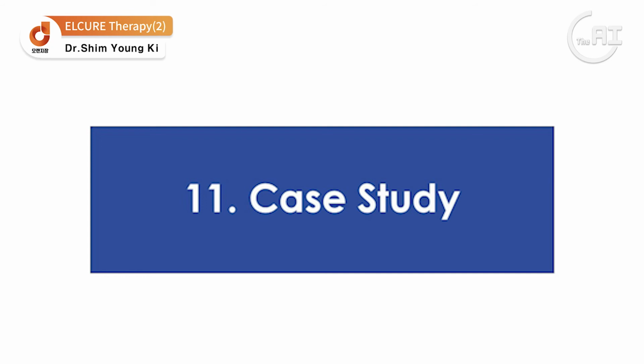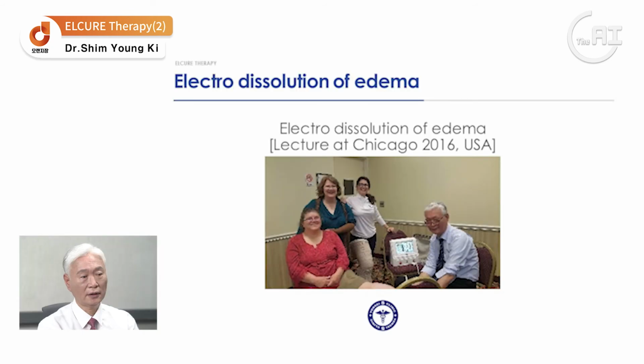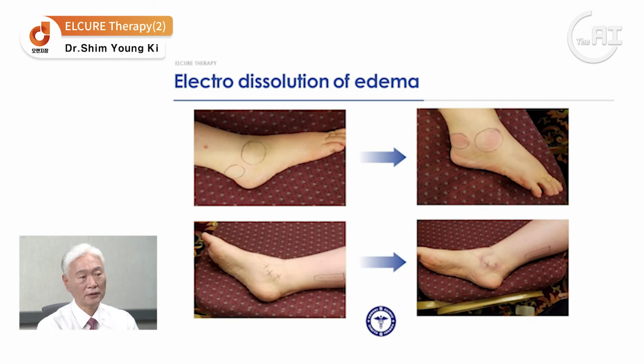Case study. I gave lectures in Chicago, 2016, in the United States, at a lymphedema patient workshop. You can see on the left side a swollen ankle, then immediately after treatment, the swelling goes away and becomes red color. It increases the microcirculation. The photo below shows the same result. So electrode dissolution of edema.